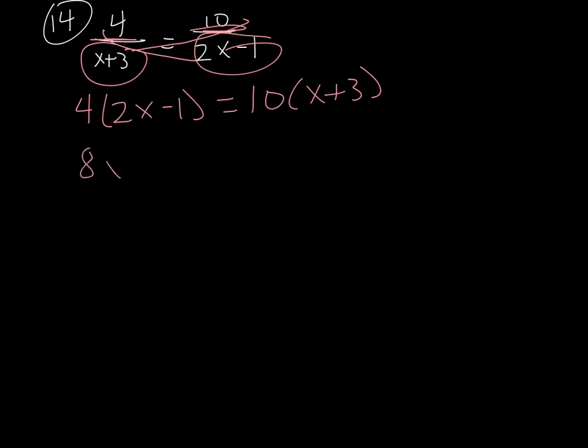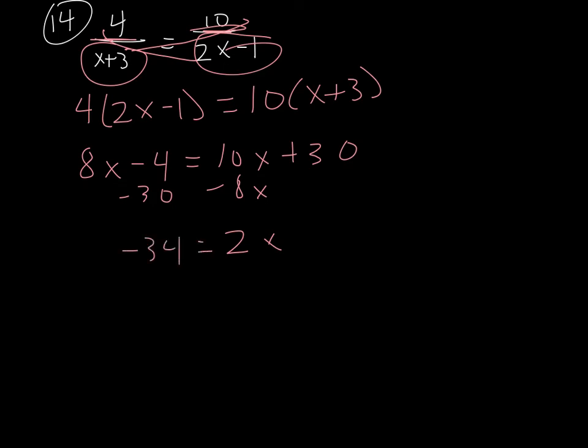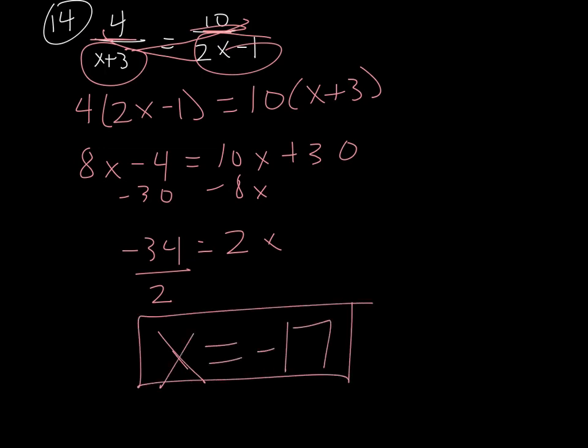So I have 8x minus 4 is equal to 10x plus 30. So I'm going to subtract my 8x, I get 2x. I'm going to subtract my 30, I get negative 34. Divide by 2 and get x is equal to negative 17.